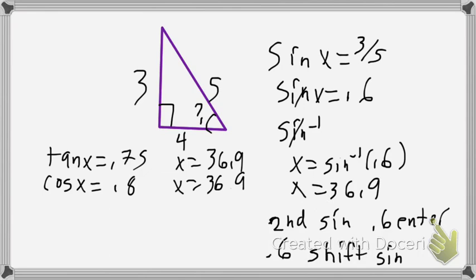So the tangent of that would be 0.75, 3 over 4. The cosine would be 4 over 5, because that's adjacent over hypotenuse, or 0.8. And if I hit the inverse tangent of 0.75 or the inverse cosine of 0.8, I'd get 36.9. So it doesn't matter how I approach it, any of those will end up with the same thing.